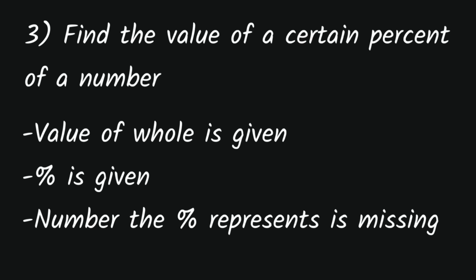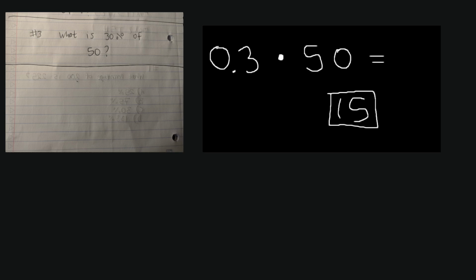The third type of percent question is finding the value of a certain percent of a number, arguably the easiest one of all of them. Here are the givens and the missing values. So what is 30% of 50? We convert 30% to a decimal and multiply it by the value of the whole. That will give us 15.